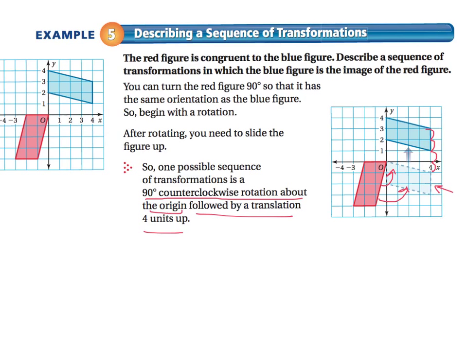Now, someone may say, Mr. Humphreys, instead of 90 degrees counterclockwise, could I say 270 degrees clockwise, then translate up? Absolutely. You could also say clockwise 270 degrees about the origin, and then slide up 4 units, which would be a translation.